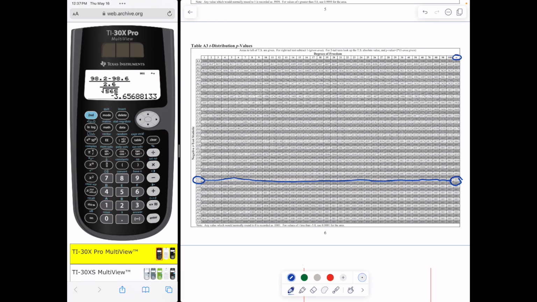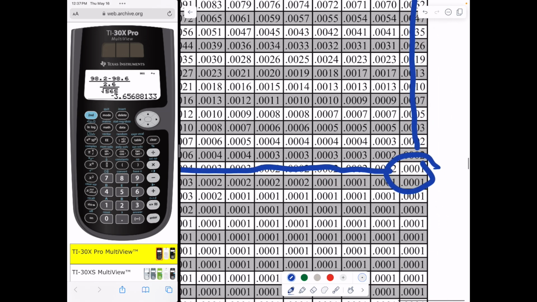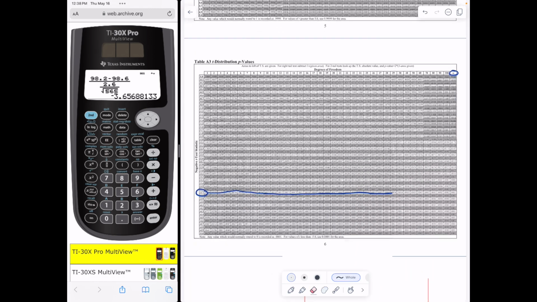And I think we've identified that we're going to go with 0.0001 as the area in the tail here. And so, yeah, that'll be our p-value. This is a left tail test, and these tables just give left tails. So 0.0001 is what we'll use.